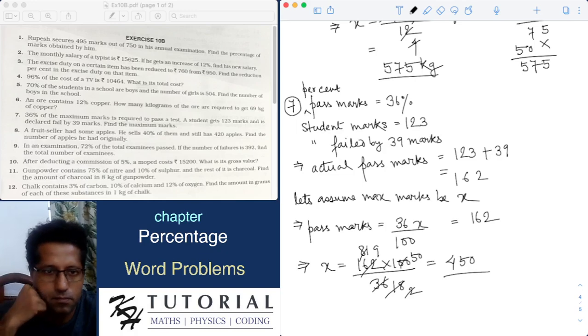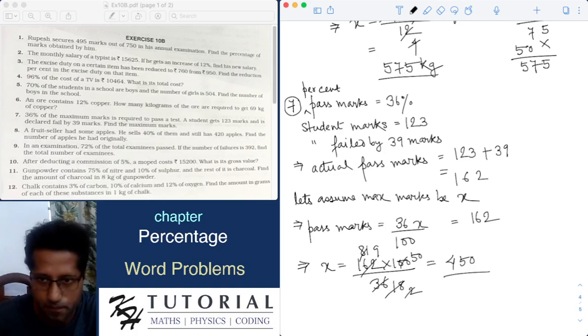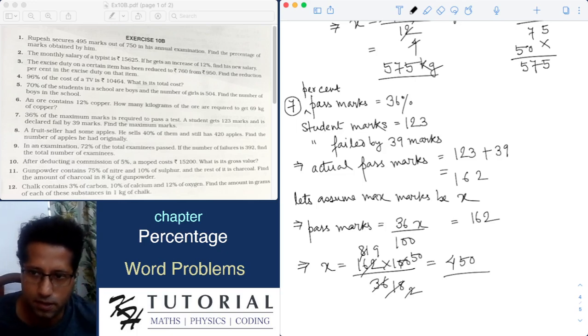So let me summarize how we solve this problem. It is given that the pass marks is 36% of the maximum marks, and then it says that a student got 123 marks and he was declared failed by 39 marks. Failed by 39 marks means he or she got 39 marks less. Otherwise, he or she would have passed. So definitely the pass marks, we can conclude from this, is 123 plus 39, which is 162.